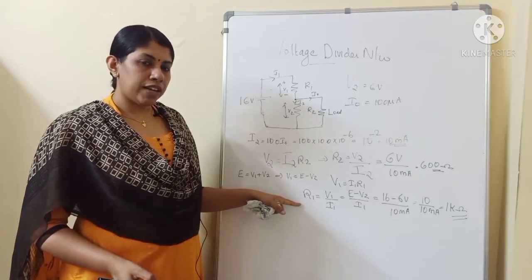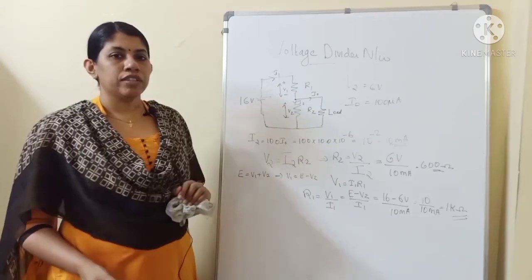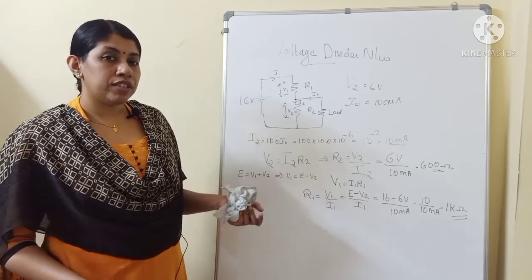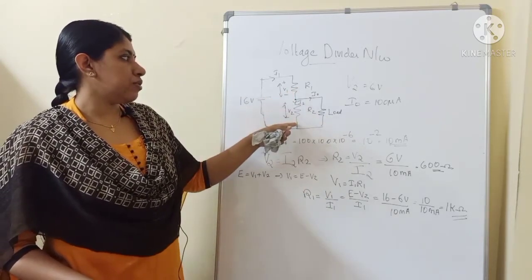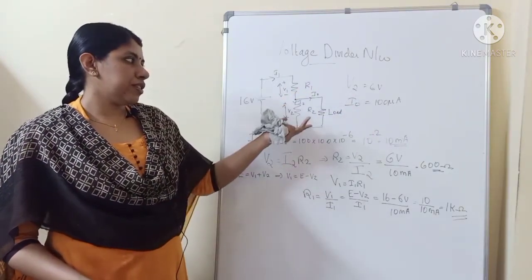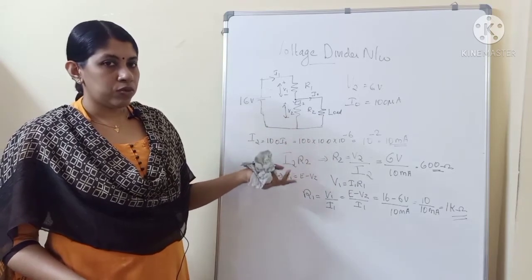By calculating the values of R1 and R2, we have completed the design of the voltage divider network. Now if you want to verify whether what we have designed is correct or not, put the value of R1 and R2 and find the value of V2. If it comes out correct, then you can say that your design is almost correct.